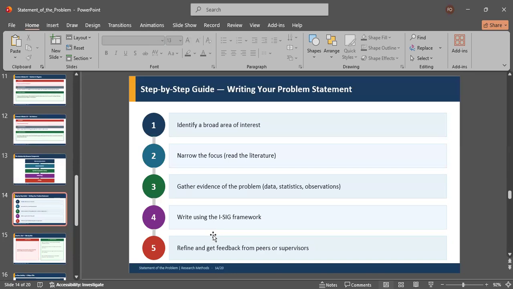Now, I'll go over the step-by-step guide again on writing your problem. Identify a broad area of interest, narrow the focus, read literature, gather evidence of the problem like data, statistics, and observation, write using the ISIG model, which I gave us earlier, then refine and get feedback from peers and supervisor. This is just a guide too.